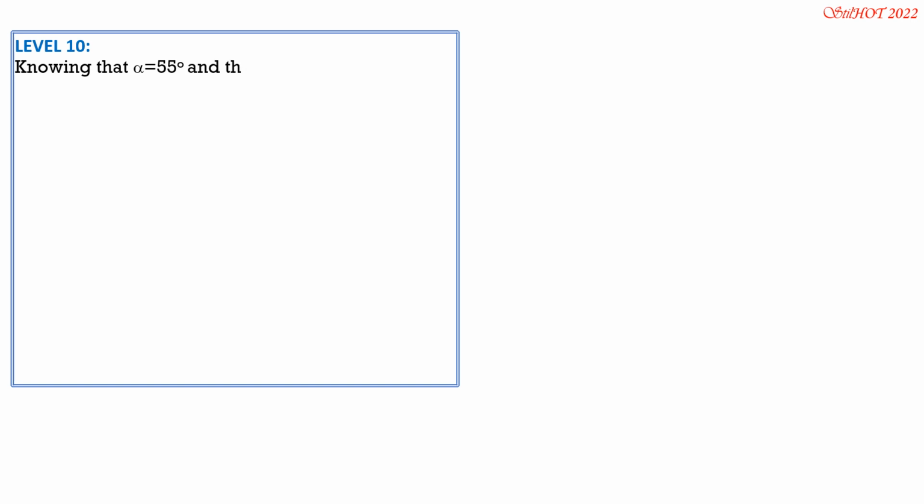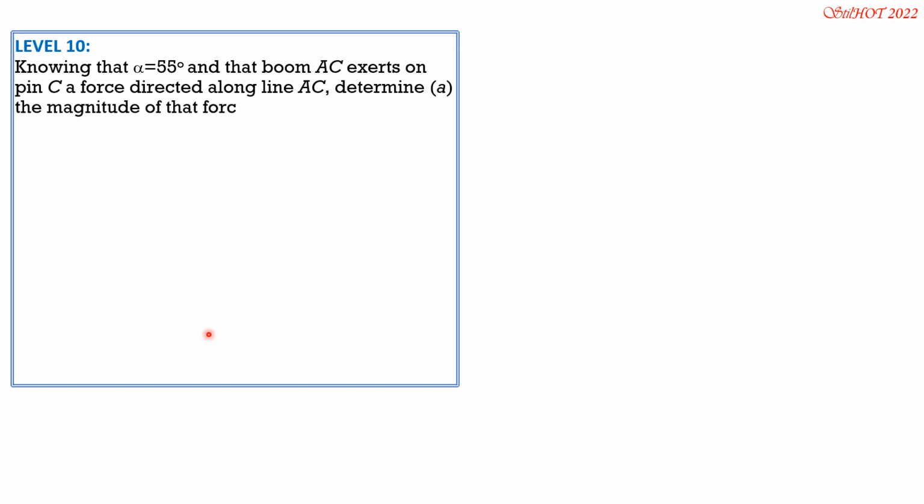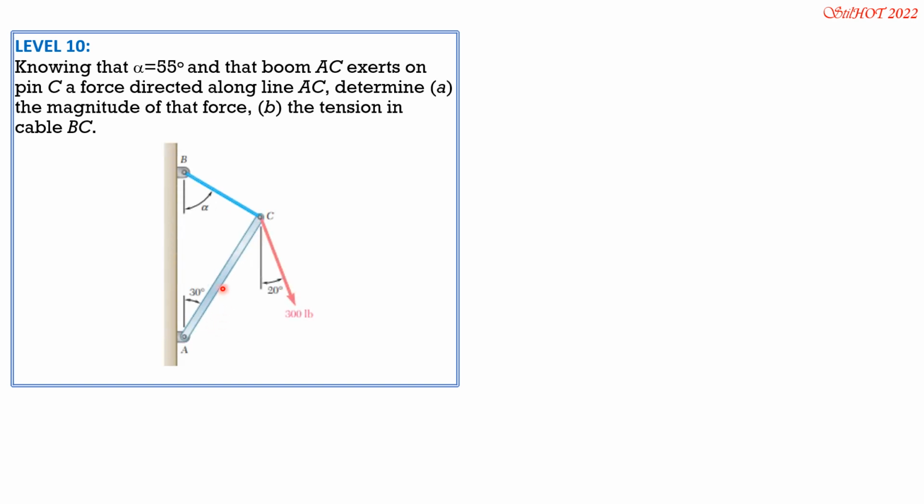Level 10. Knowing that alpha is 55 degrees and the boom AC exerts on pin C a force directed along line AC, determine the magnitude of that force and the tension in cable BC. So the force AC should be shown here. That's F sub AC. This is 30 degrees. And we have tension BC.